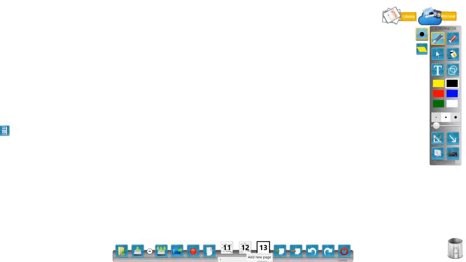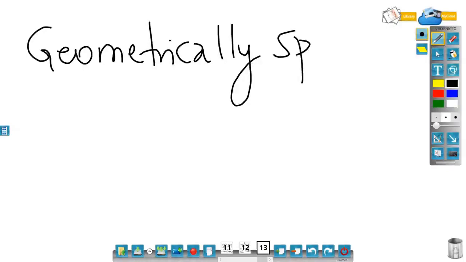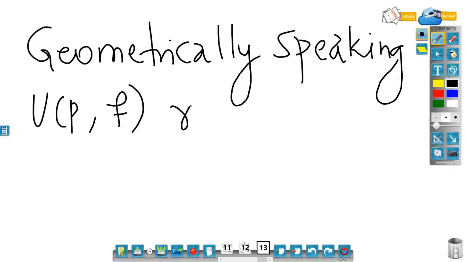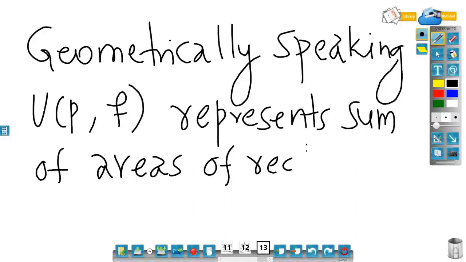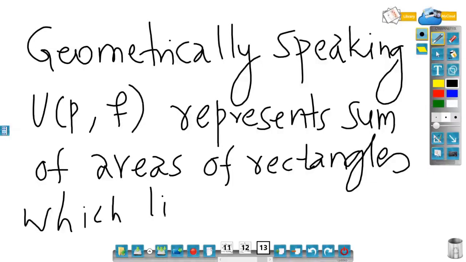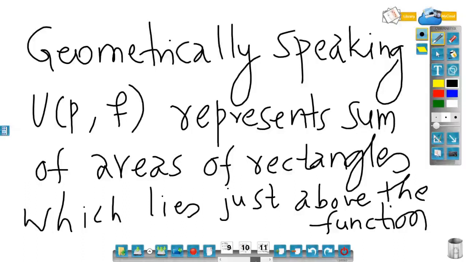So let me write down a remark. Geometrically speaking, U(P, f) represents the sum of areas of rectangles which lie just above the function, because we have seen this via a graph also.